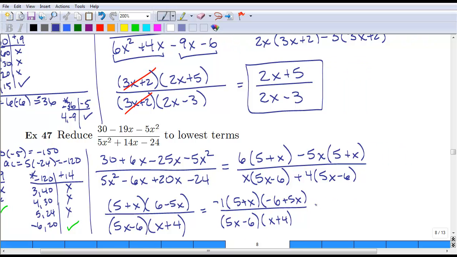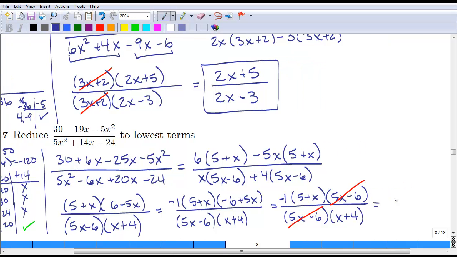Almost done. Negative 1 stays out front, 5 plus x stays the same. We rewrite these in order, so this is 5x minus 6. Denominator ends up being 5x minus 6 times the quantity x plus 4. So in this case, the 5x minus 6 can now simplify to be 1, and you're left with a negative 1, which you can just write out front if you prefer. And you have 5 plus x on the top and x plus 4 in the denominator. And that is the simplified version. You can't simplify it any further.